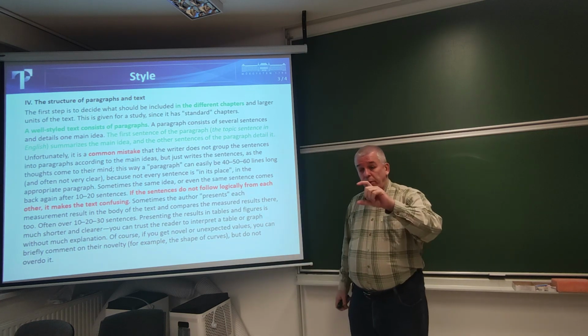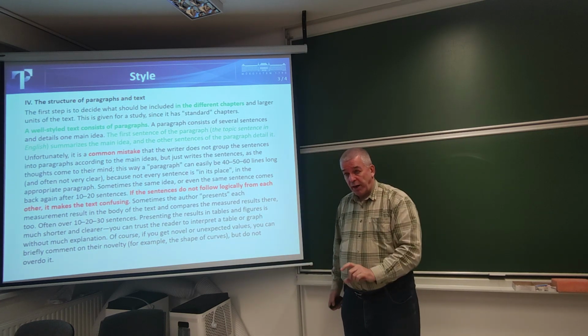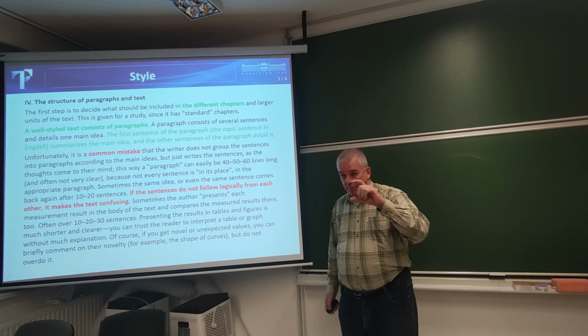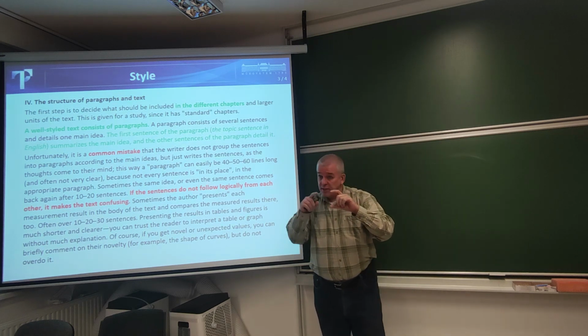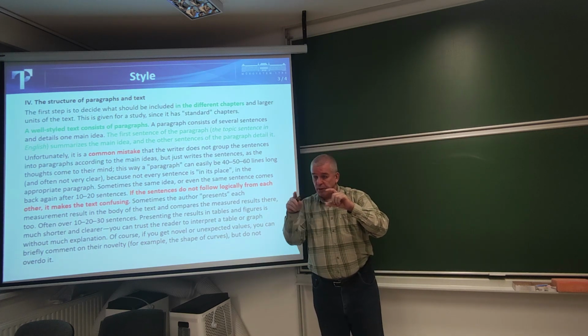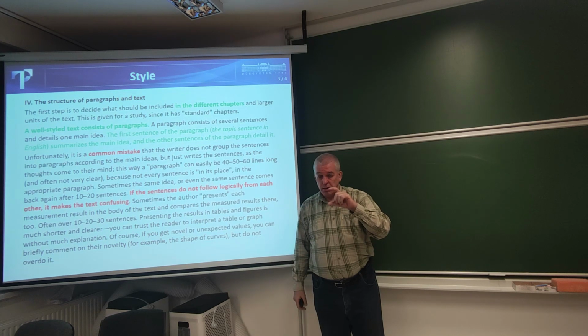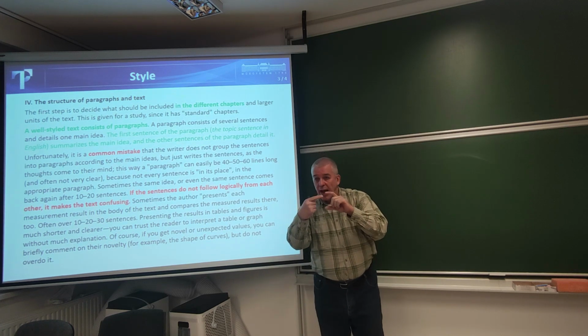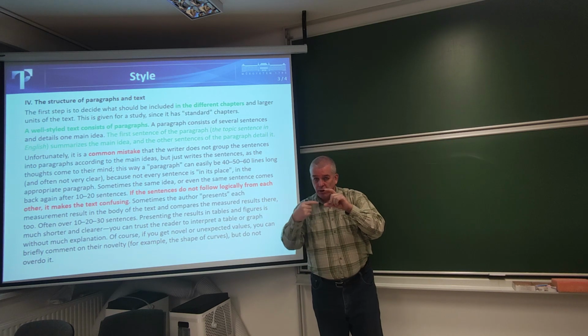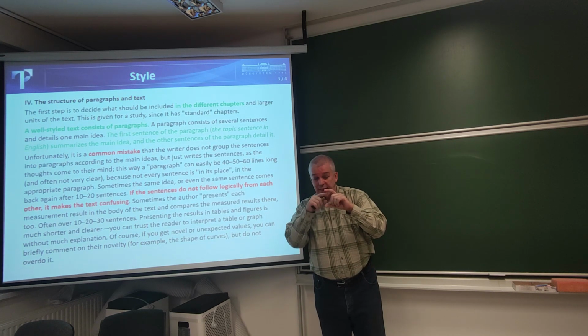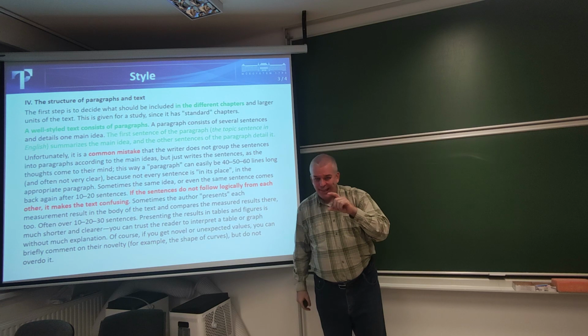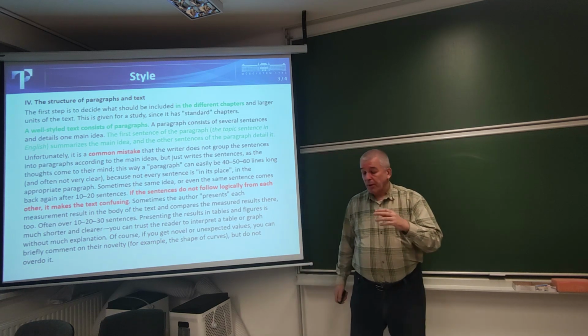Now, a text has several paragraphs. Each paragraph has a first sentence. It is called the topic sentence, which summarizes the paragraph. Summarizes. And then the other sentences detail it. Okay, let me give an example.